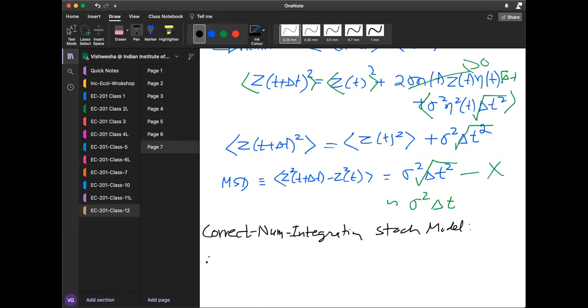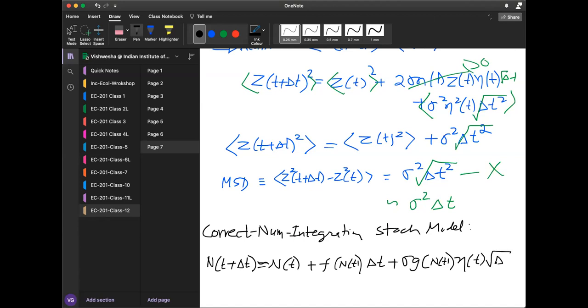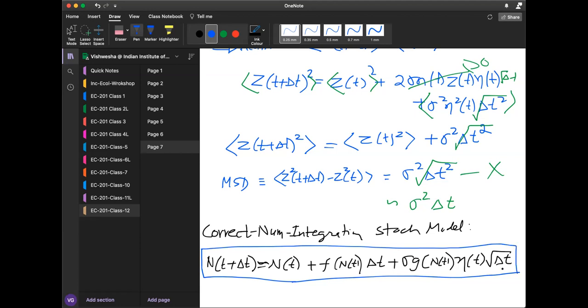N of t plus delta t is equal to, approximately of course, n of t plus f of n of t delta t plus sigma g of n. All of it is fine until here, eta t, but you must multiply it by square root of delta t, not delta t. Basically, why are we doing this? Because the mean square displacement of a random walker is proportional to time, not time squared.